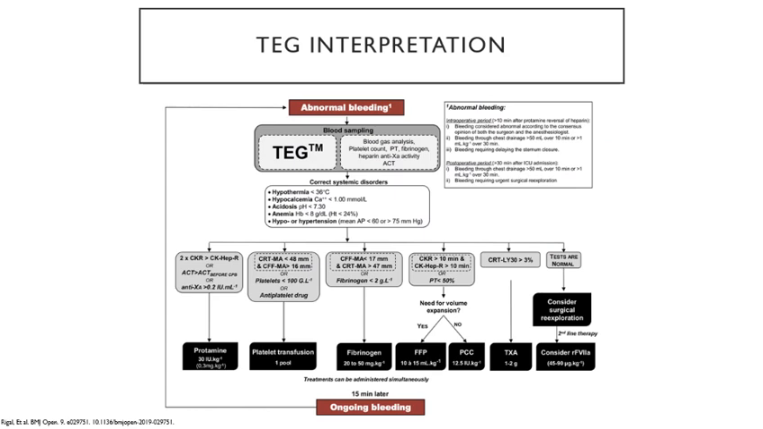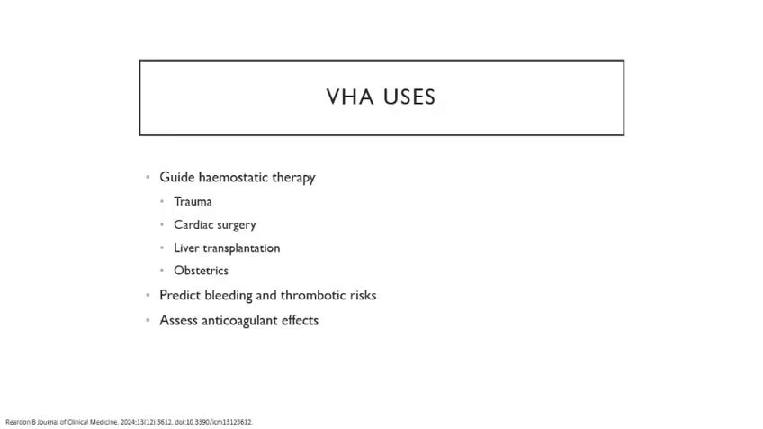Both TEG and ROTEM have proven to be beneficial in guiding hemostatic therapies in trauma, cardiac surgery, liver transplantation, and obstetrics. They also help predict bleeding and thrombotic risk and help assess anticoagulant effects. TEG and ROTEM can be useful in specific conditions with complex clotting and bleeding tendencies.